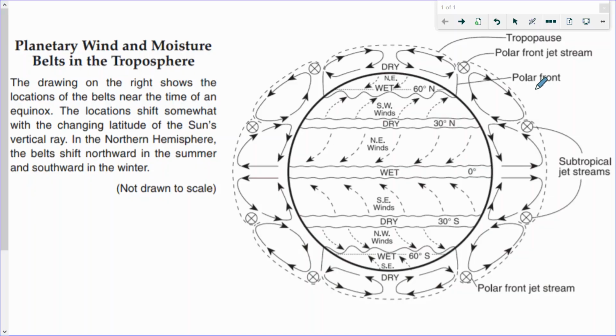Planetary wind and moisture belts in the troposphere. This is a diagram in the ESRT. And the main thing is, this is all about how the Earth gets heated up. So the first thing you've got to remember is REC SCHWECK. With REC, you've got to remember, you get hot air.